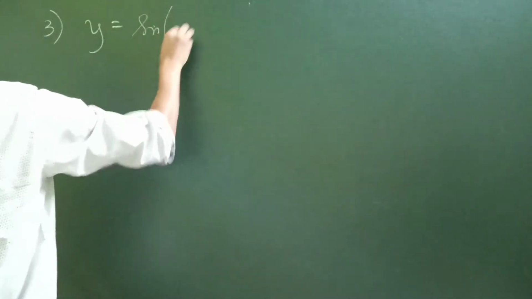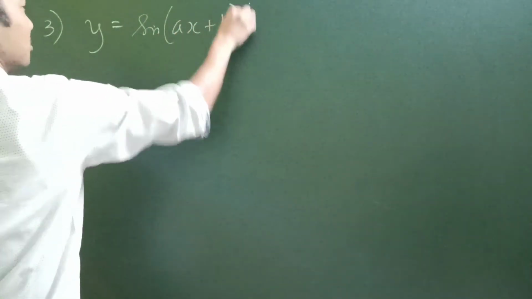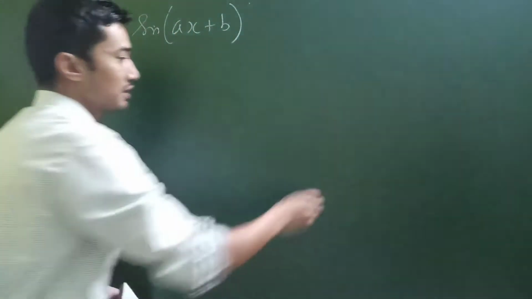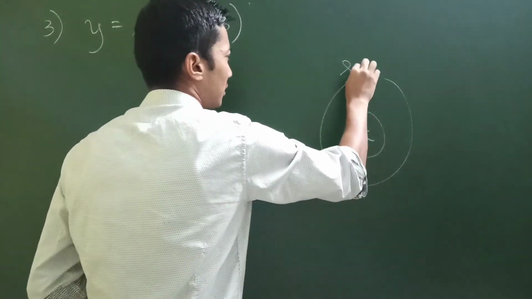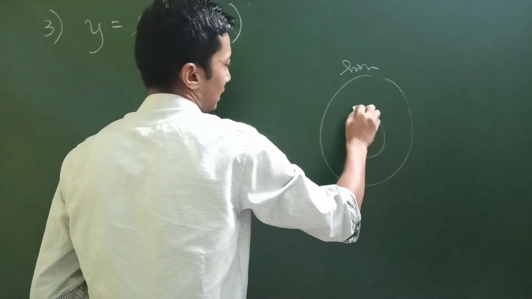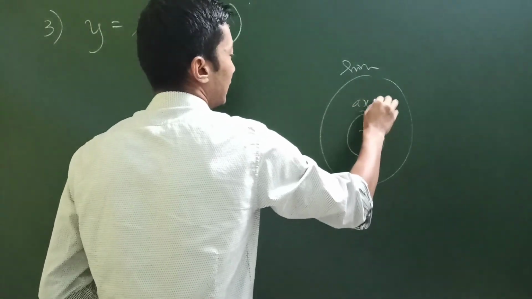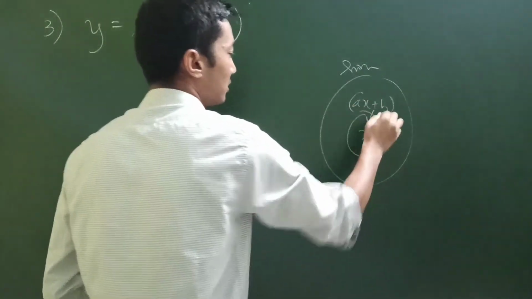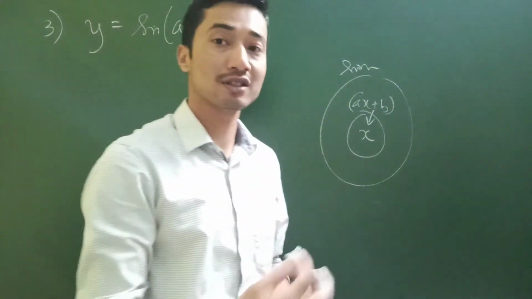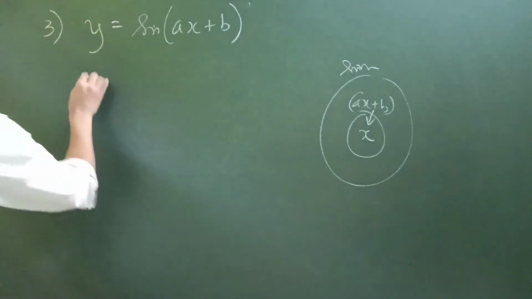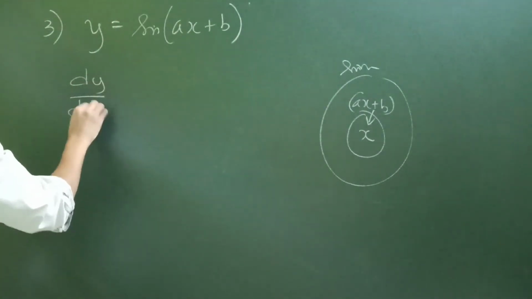Let's go to 3. What is our function 3 there? Okay, that's another simple question. Sine of ax plus b. Again, how many functions? To finally meet x, trigonometric functions there. After that only you have this ax plus b, where you are going to meet x face to face. So we have the first what? Knock knock, sine. So derivative of y with respect to x.